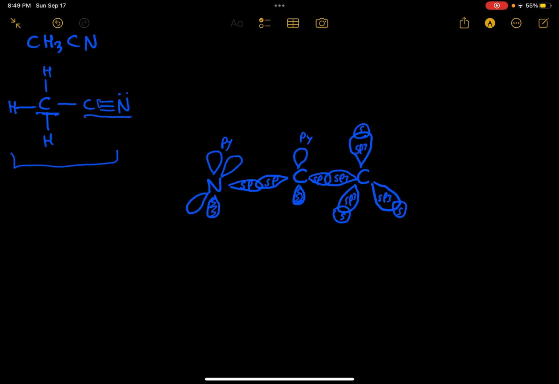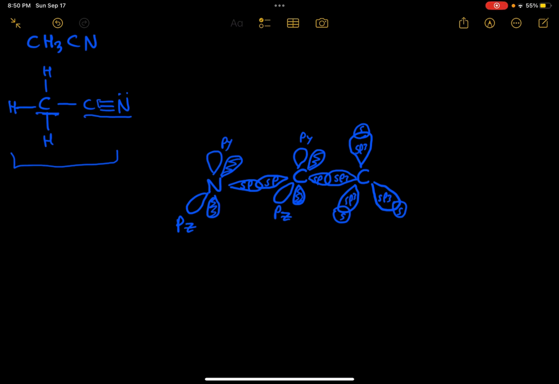And we're gonna shade this side, and we're gonna call this pz. We're gonna do the same thing for carbon. We're gonna draw another pi bond right here. And we're gonna shade this one and label it as pz.